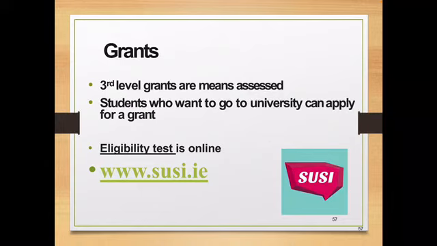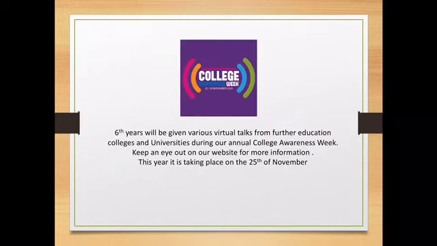3rd level grants are done under what's called the SUSI.ie system. We introduce this in school and we go through it with the students. However, the eligibility test is online and can be done by all parents. We will show all the students how to access SUSI, how to apply for SUSI, but the majority of this work is done by you, the parents, with your son or daughter. And this will look for information like P60s or statements of income, etc. This will be done in more detail in the classes early next year.